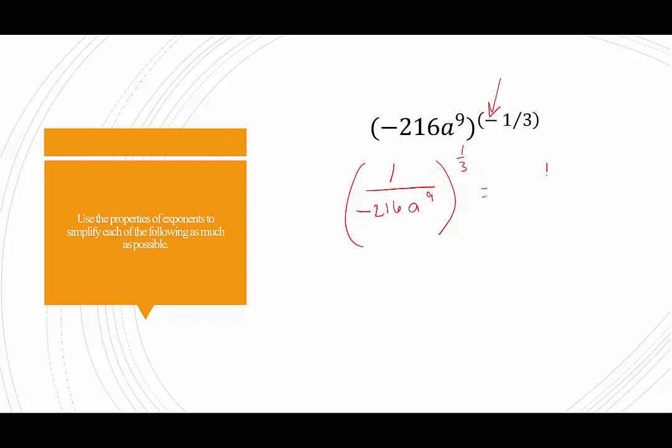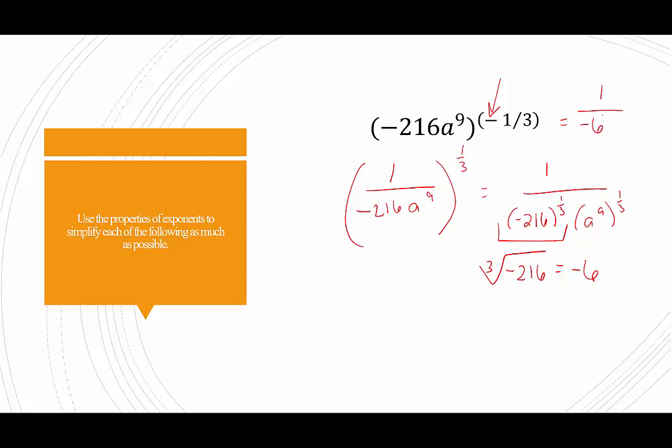1 to the 1/3 is going to be 1, so I'm going to ignore that. This would be negative 216 to the 1/3, and then we have a to the 9th to the 1/3. Let's start with the negative 216 to the 1/3. This would be the cube root of negative 216, and the cube root of negative 216 is negative 6. So this becomes 1 over negative 6.